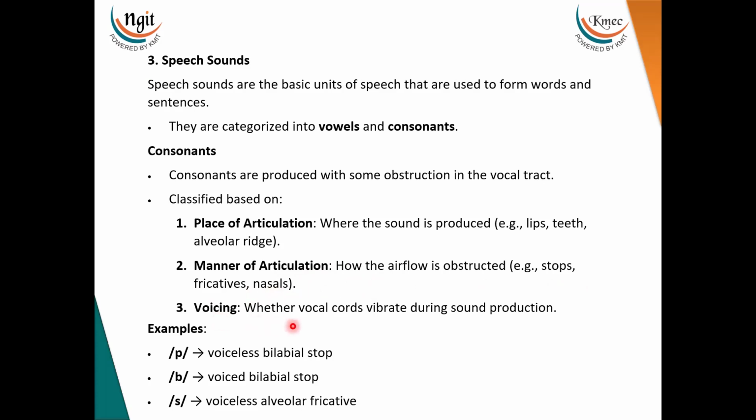Next is voicing, whether vocal cords vibrate during the sound production. So for what sort of words is this particular thing happening? Examples you can see here, P, B, and S, which are given here. P is a voiceless bilabial stop. Bilabial is nothing but when the sound is being pronounced using two lips, I mean the touching of your two lips. And B is a voiced bilabial stop, and S is a voiceless alveolar fricative. When you pronounce it, you will try to understand.